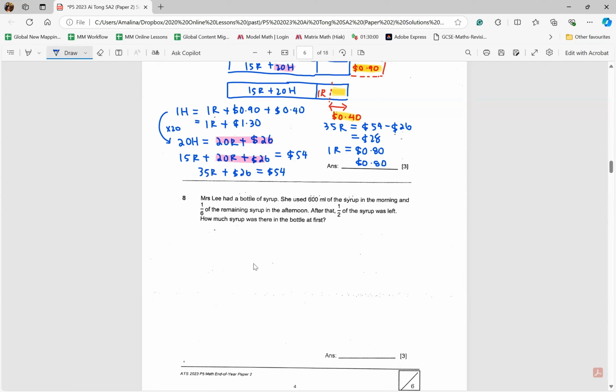Okay, question number 8, right? You notice there's the word remaining syrup. Remaining means you must draw your remainder model. So I'm going to draw my model first. I'm going to cut off this to be 600 ml. This is in the morning, so you can put M for morning. Now this is my remainder.